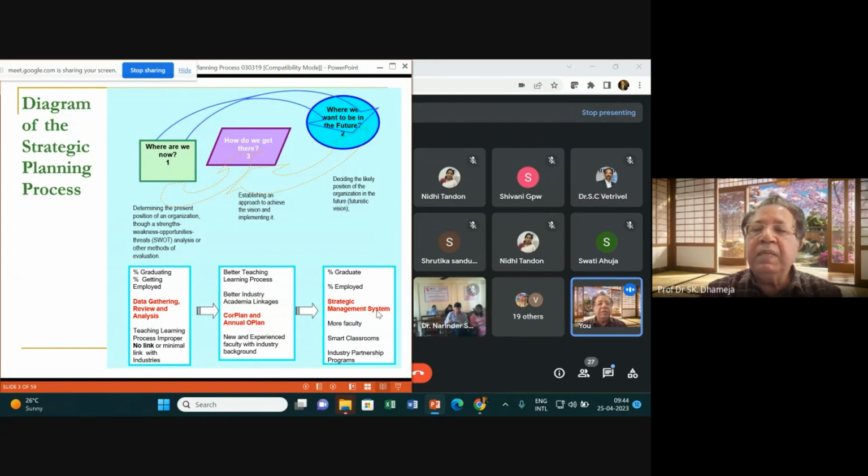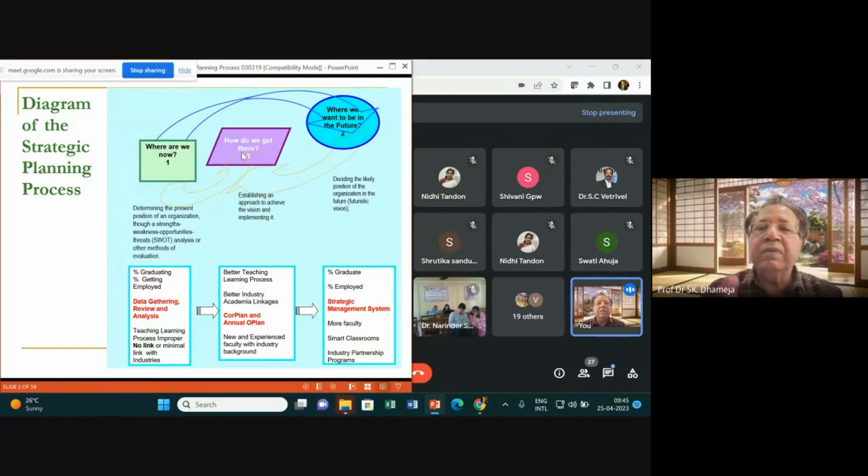And what could be the remedies, or what could be the panacea? Maybe you can have more faculty, maybe you can have smart classrooms, improve the teaching learning process and the pass percentage. Maybe you can have better industry partnership programs. So these could be the possible solutions. There could be many solutions, I'm just saying some of the possible solutions. And then the third is, how do we reach over there? So this is the third part.